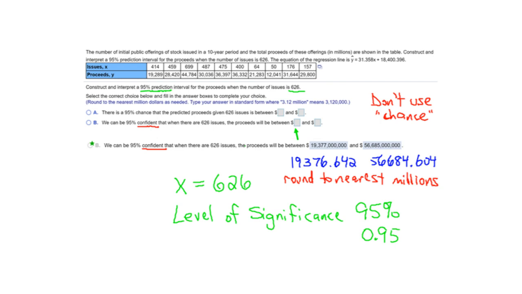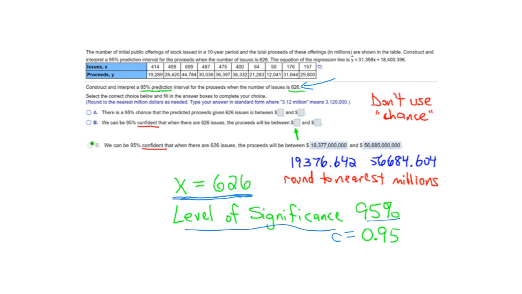Now, what's important with the prediction interval is that they have to give you 2 pieces of information. They have to give you a data value. So they told me that we're going to do a prediction interval for the proceeds when the number of issues is 626. So that's my data value. I'm going to need that for StatCrunch. And then we need a level of significance. That was our 95% prediction, which means that C is equal to 0.95. So we need those 2 pieces of data when we go in to use StatCrunch.